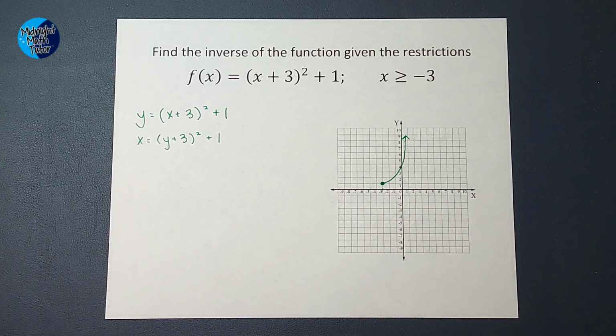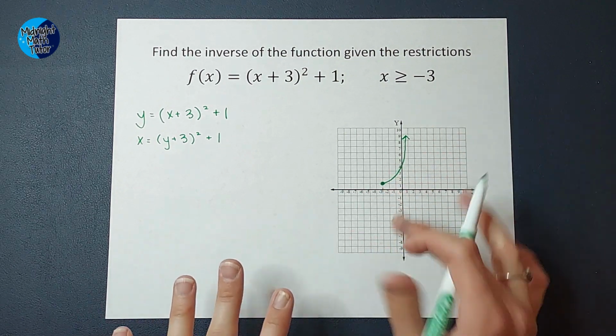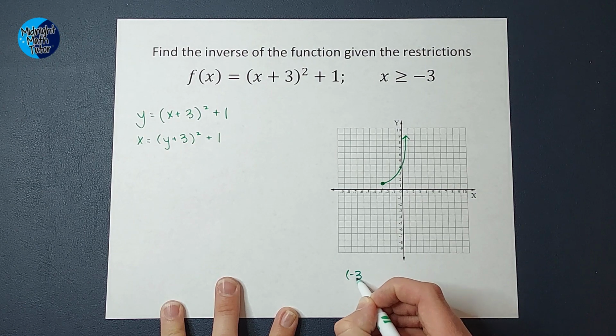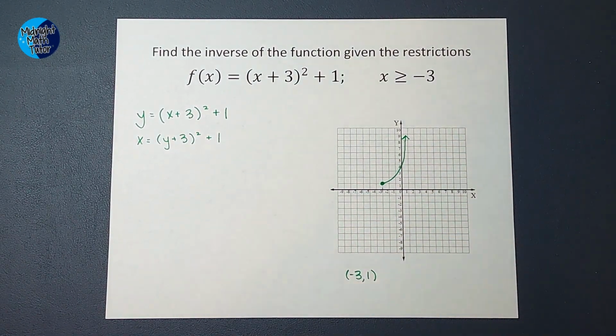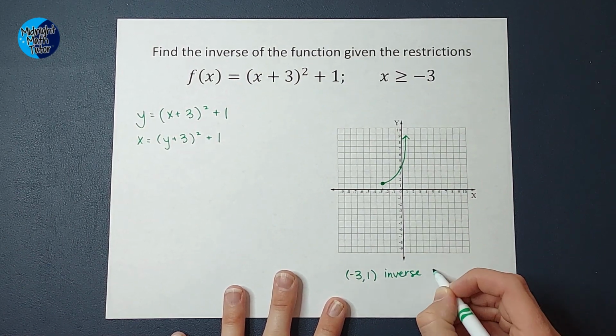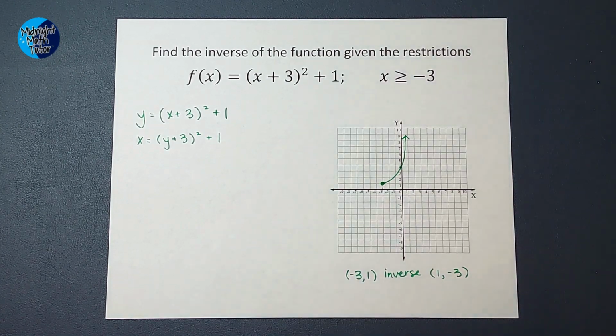If you're like, why is this a thing? This doesn't seem legit. Let me show you why it's legit. So on this graph, I have the point -3, 1, right? That is a point on my graph. So that means the inverse of this graph has the point 1, -3. Do you see how the x and y are swapped?